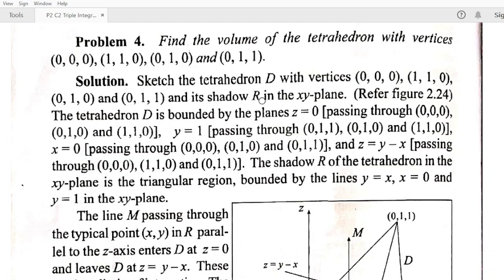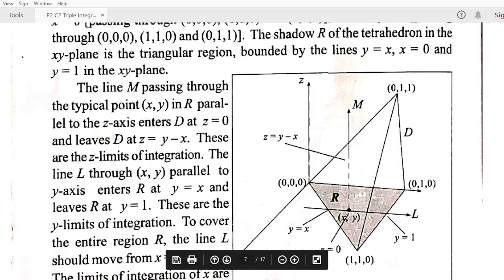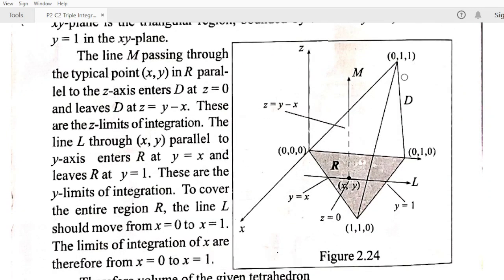So first let us sketch the tetrahedron D with vertices 0, 0, 0, 1, 1, 0, 0, 1, 0 and 0, 1, 1. And then we'll be sketching its shadow R. So let us see first what our vertices are. So our vertices are 0, 0, 0.